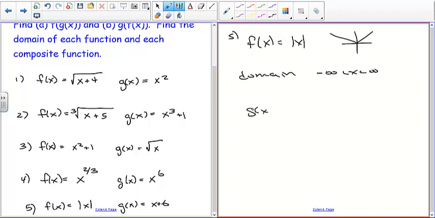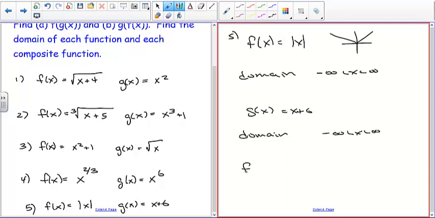g of x is x plus 6, which is a polynomial. It's our simplest, well, not exactly. I guess y equals a constant. It's our simplest polynomial. So that's all real numbers.